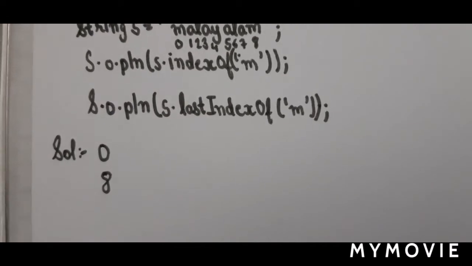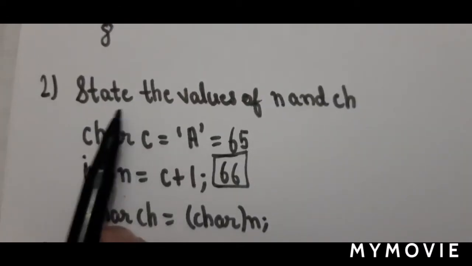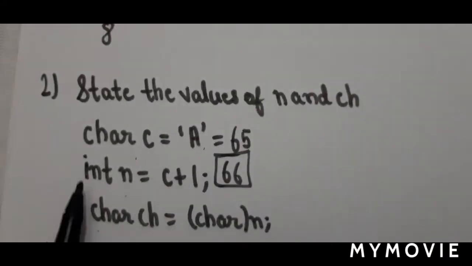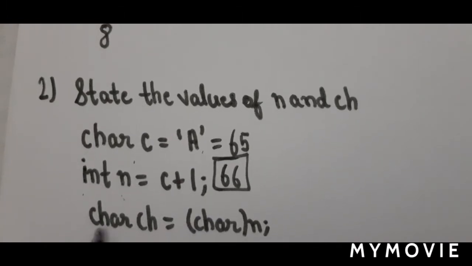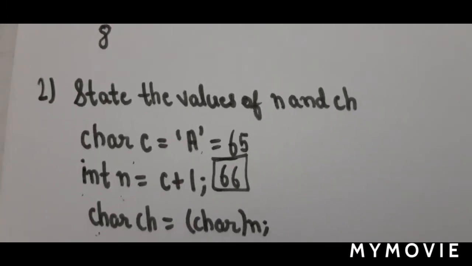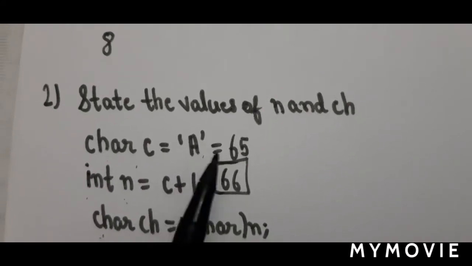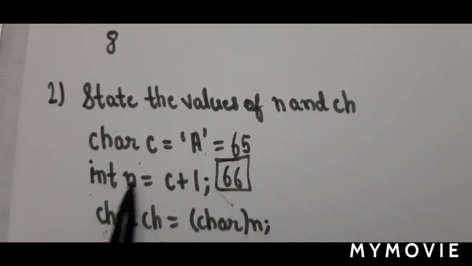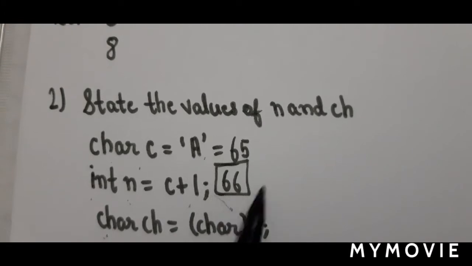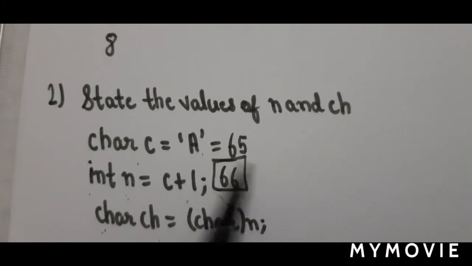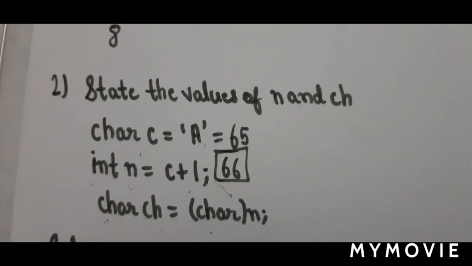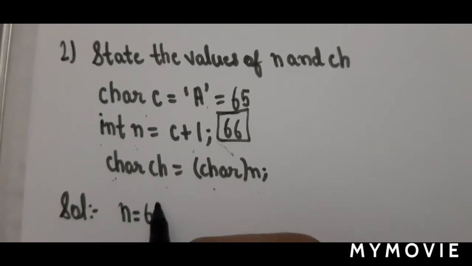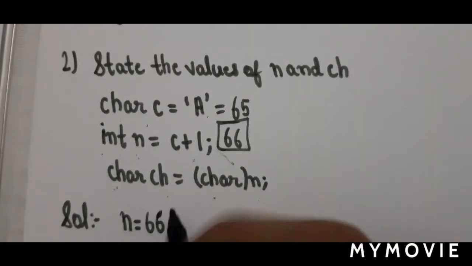Let's move on to our second question. State the values of n and ch. char c is equal to 'A' and int n is equal to c plus 1, and we should print char ch is equal to (char) n. Friends, I told you that you should learn ASCII codes. Capital A code is 65. So here n is c plus 1, so 65 plus 1 is 66. We should print the n value, which is 66. I printed the n value as 66.